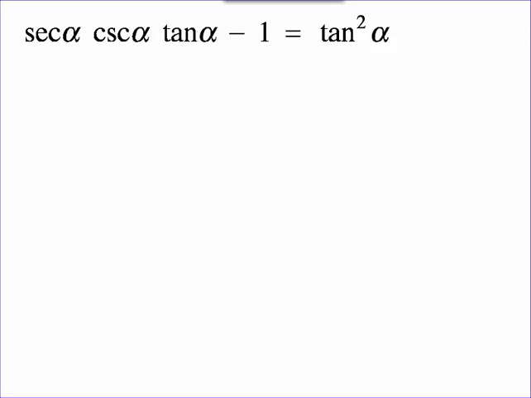So we have secant alpha cosecant alpha tangent alpha minus 1 equals tangent squared alpha. What we're going to have to do is put all those in terms of sine and cosine. So what do we got? 1 over cosine, times 1 over sine, times sine over cosine.